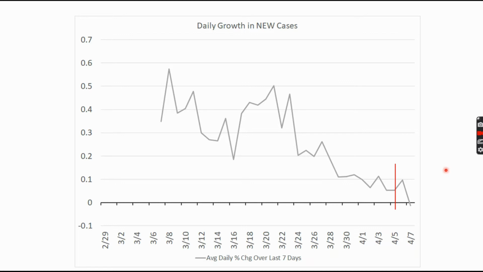Here is the rolling 7-day average percentage daily change, and you can see that there is a definite downward trend here. So very, very, very good news for the U.S. as a whole on new cases in the percentage change in new cases.